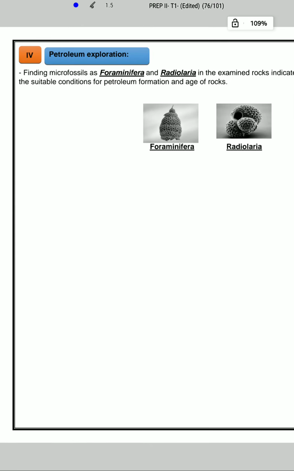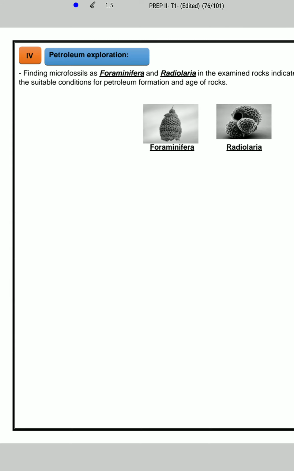The last importance of fossils is petroleum exploration, to discover petrol by finding some microfossils like foraminifera and radiolaria. If we find these two microfossils in soil, it indicates with a very high percentage that this area has petrol. And this is the end of our lesson, and see you in the next one.